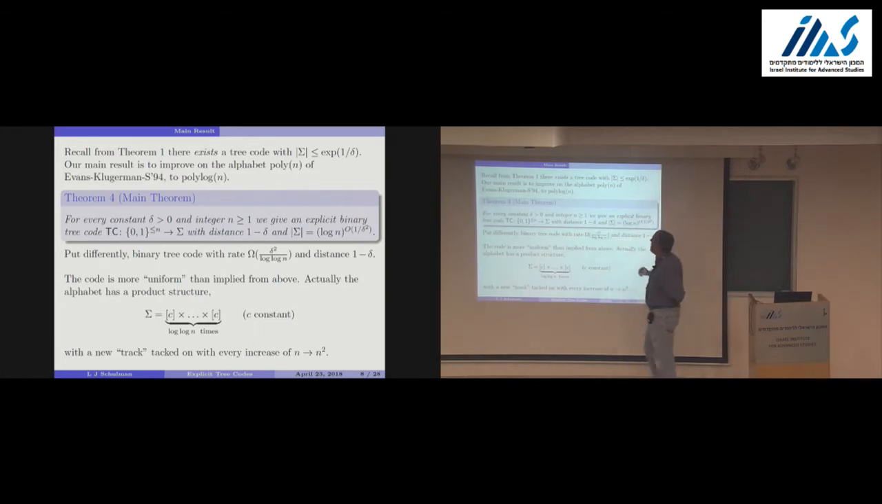Here exactly is the theorem statement. You fix any delta. We'll give you the binary tree code into an alphabet. We'll get the distance 1 minus delta that you required, and the alphabet size is going to be polylog in n, where of course the exponent of the log depends upon what distance delta you asked for.